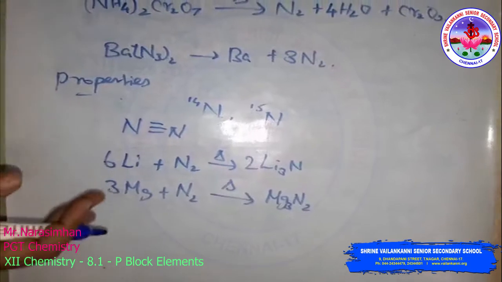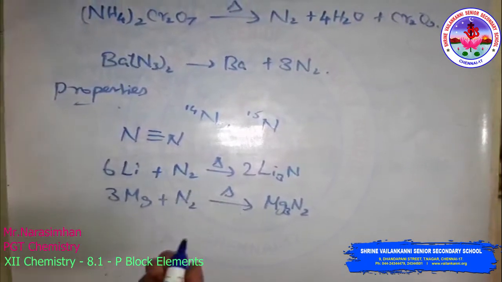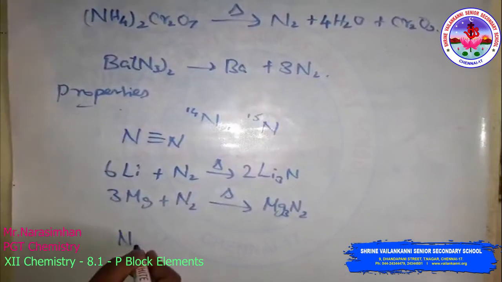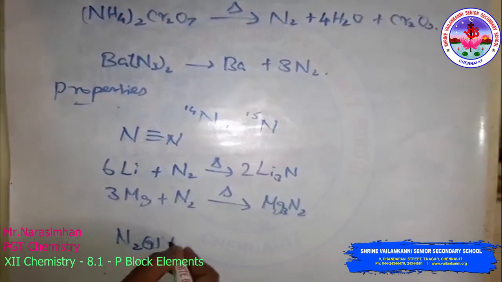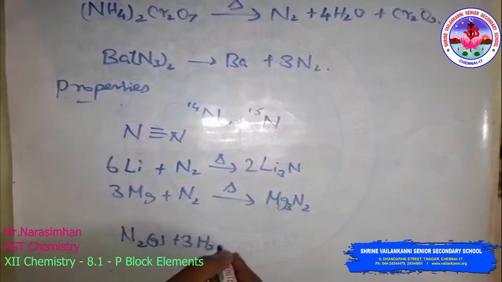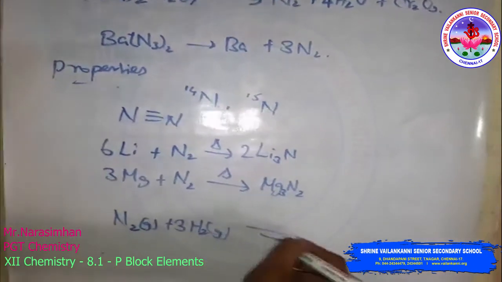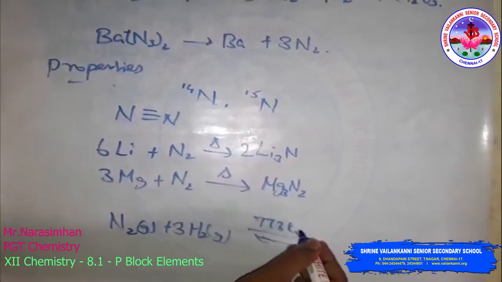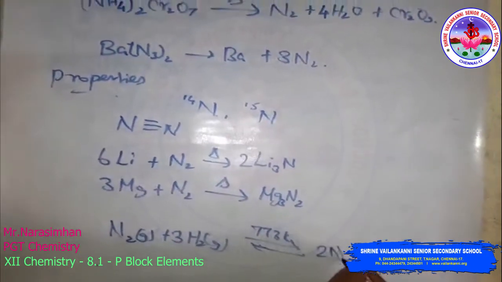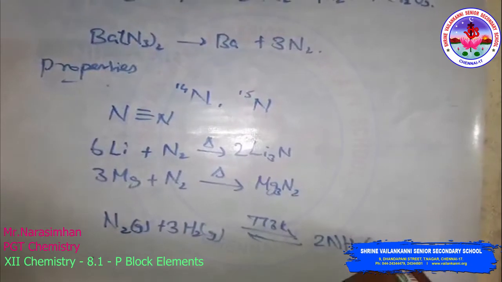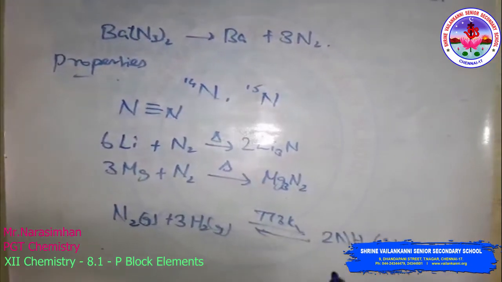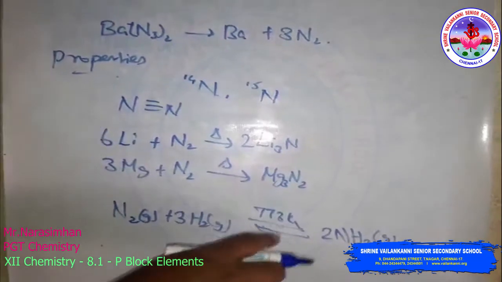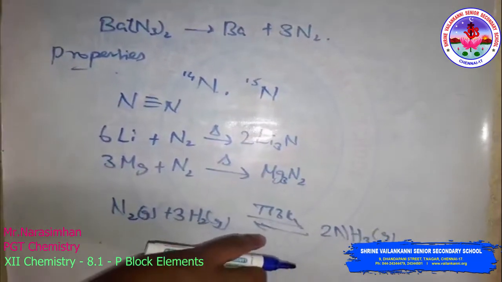It combines with hydrogen at about 773 Kelvin to form ammonia. This is the preparation of ammonia: nitrogen gas reacts with 3 moles of hydrogen gas at 773 Kelvin temperature to form ammonia gas. This is called the Haber process.